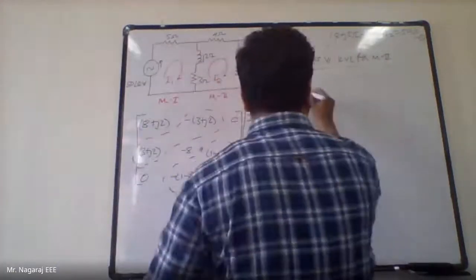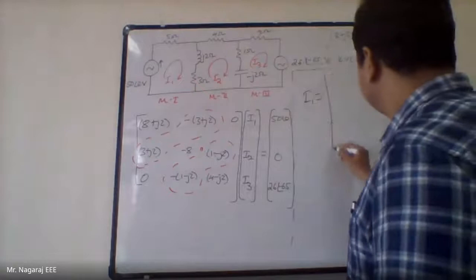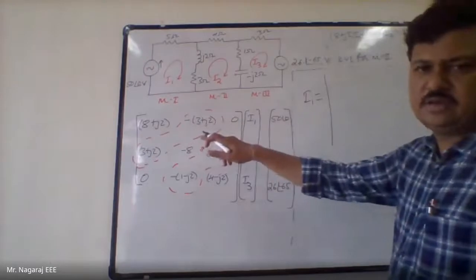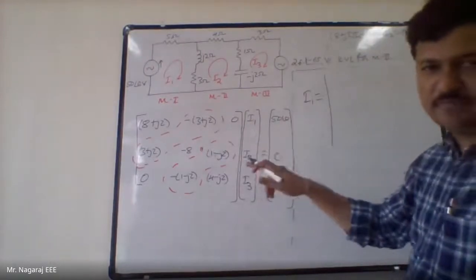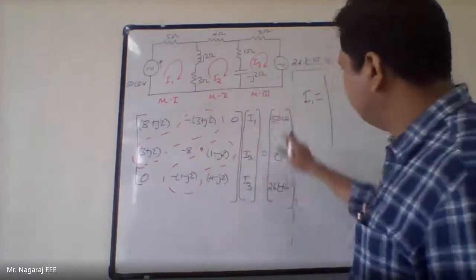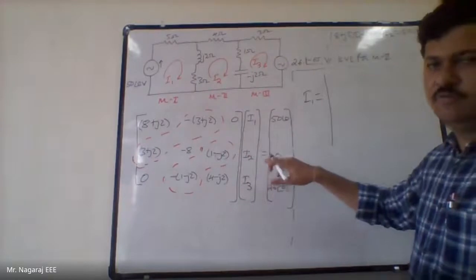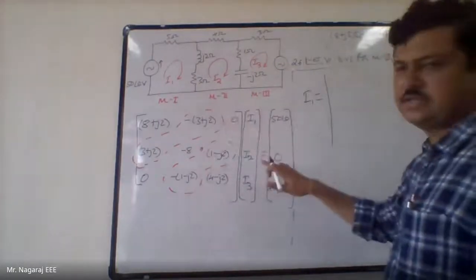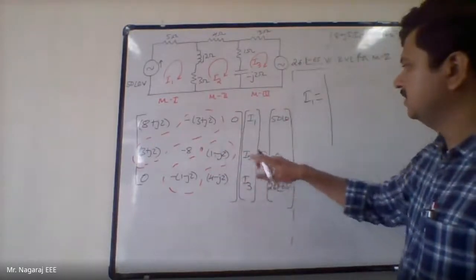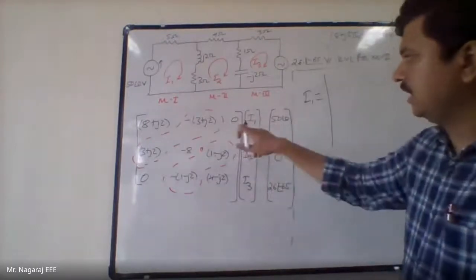Now I will write for I1. I1 is equal to, how can I write I1? Determinant of the coefficient matrix, such that for I1 I should replace the first column by the RHS matrix. For I2 I should replace the second column by the RHS matrix; first and third remain the same. For I3, I should replace the third column by the RHS matrix; first and second remain. Now for I1, replace the first column by the RHS matrix, keeping the second and third columns exactly the same.